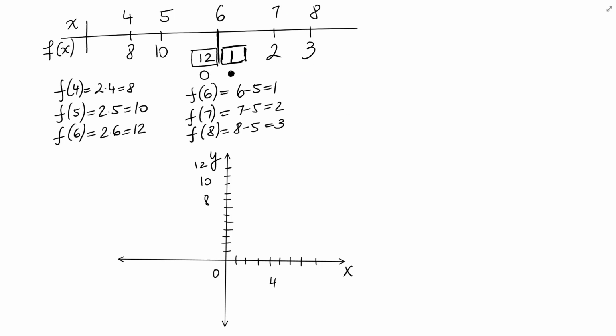So 4, 8. 5, 10. 6, 12. And at 12, it's an open dot, so I'm going to make sure I put an open dot here. And this graph is going to go like this. And it's probably going to pass through the origin. Now, at 6, 1, closed dot. At 7, 2. And at 8, 3. And this would go this way.